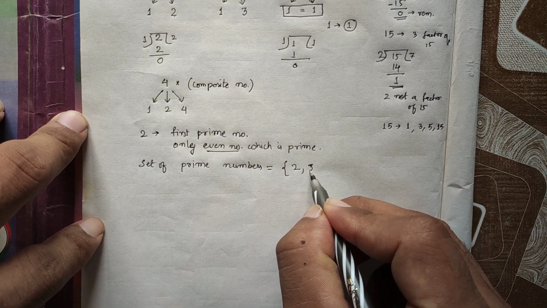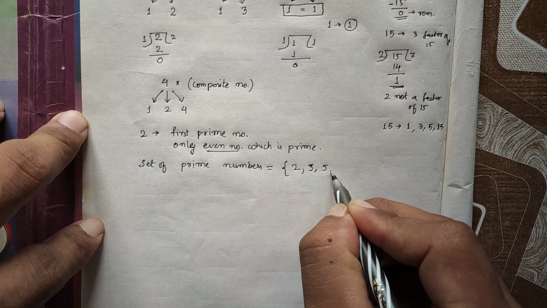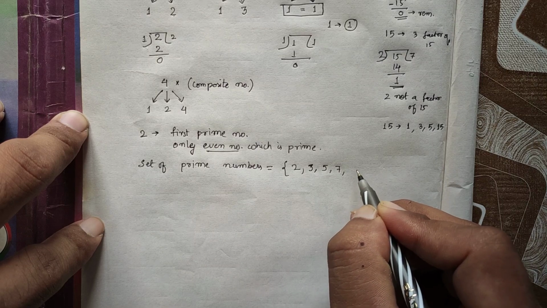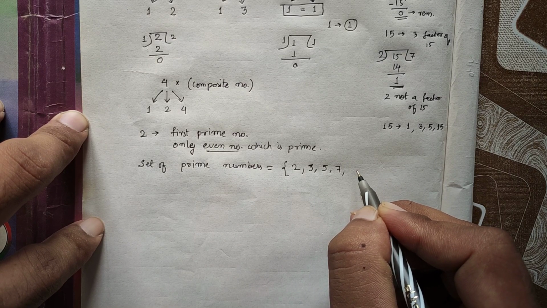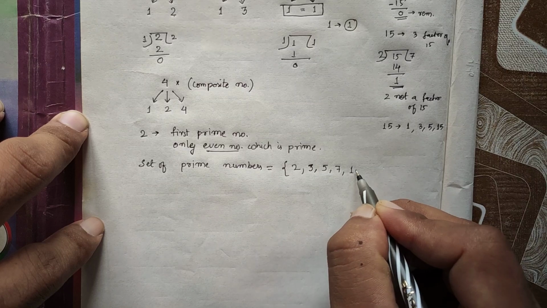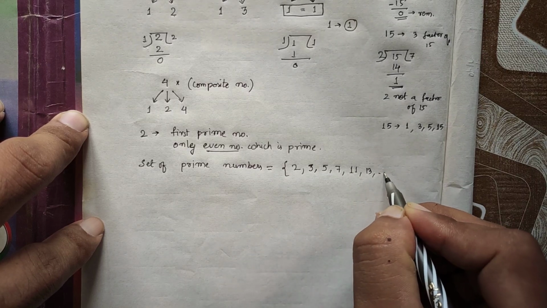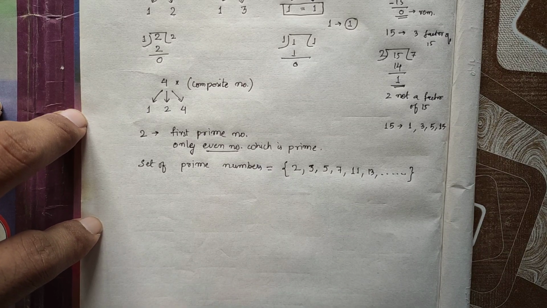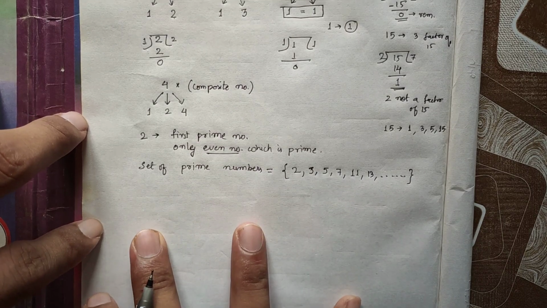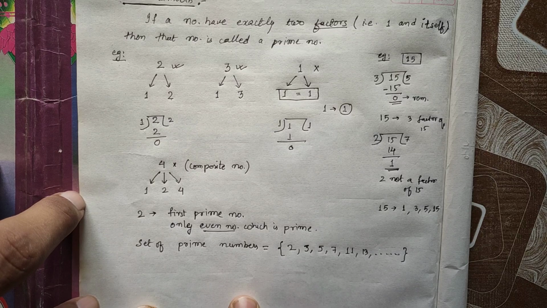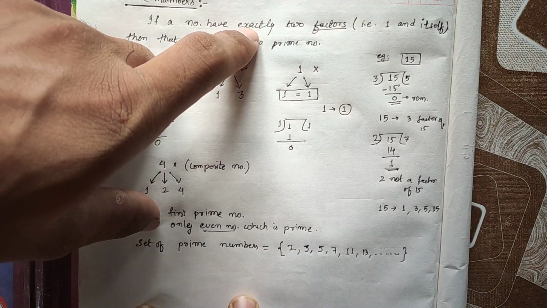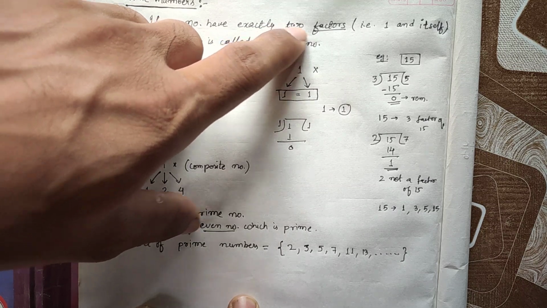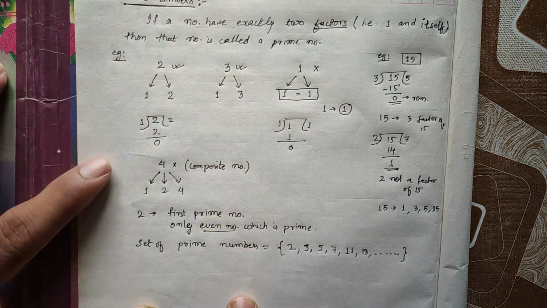After that 3, 5, 7, 8, 9. Yeah, 9 is not a prime number. Don't be confused. Then 11, 13, and so on up to infinity. There are infinitely many prime numbers. So understand, a prime number has exactly 2 factors, not less than 2, not more than 2, exactly 2 factors.